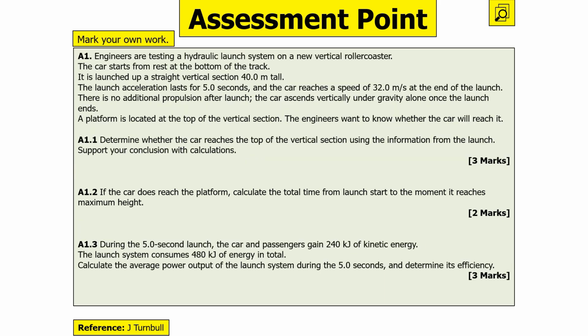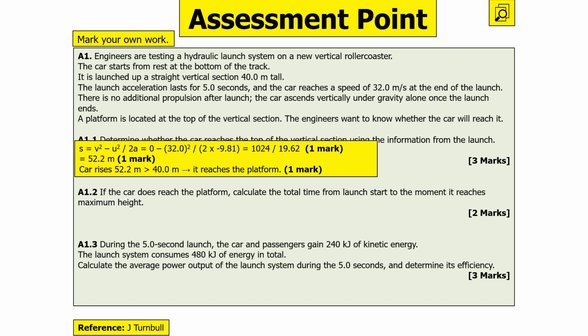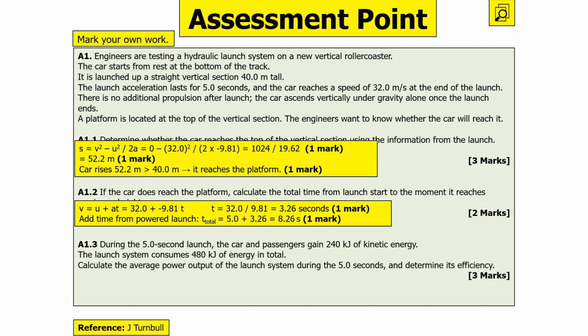In this first one, we can say s equals v squared minus u squared over 2a. So when we work that through, we get 52.2 meters. So therefore the car rises 52.2 meters. The platform was only 40 meters tall, so it will reach the platform. In the second question, v equals u plus at. Now we've got to use 32 plus minus 9.81 times t, because we go in the opposite direction.